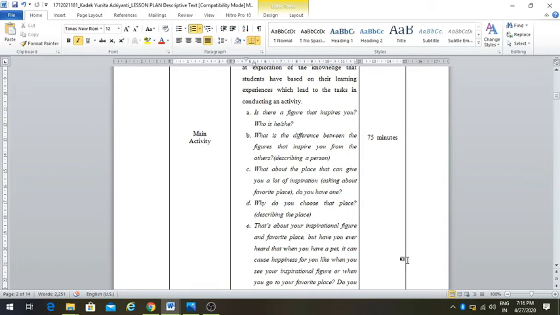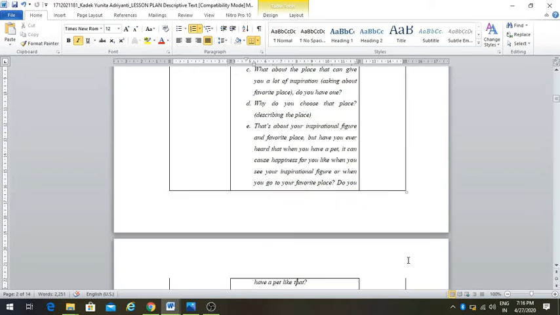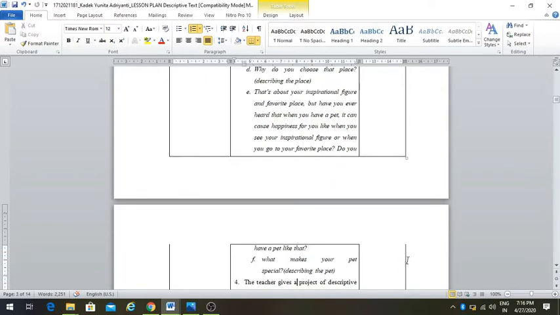So, that's about your inspirational figure and favorite place. But have you ever heard that when you have a pet, it can cause happiness for you, like when you see your inspirational figure or when you go to your favorite place? Then do you have a pet like that? For example, the most friendly animal in this world, like a dog.